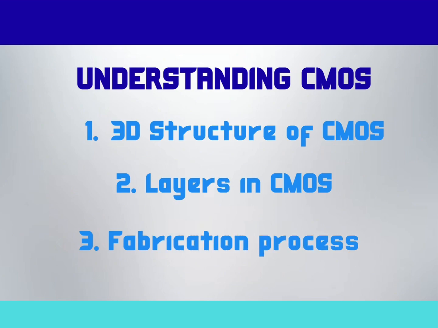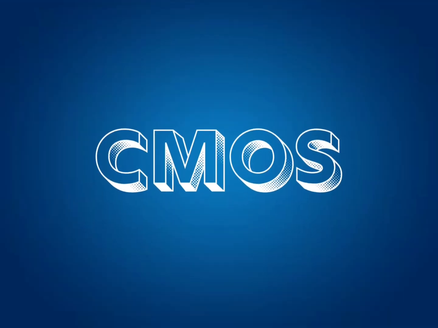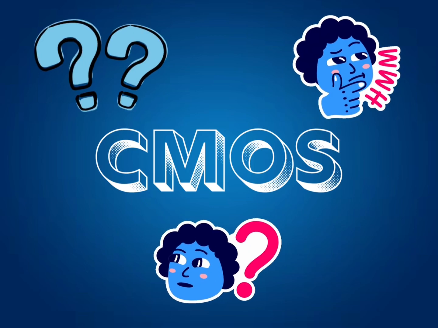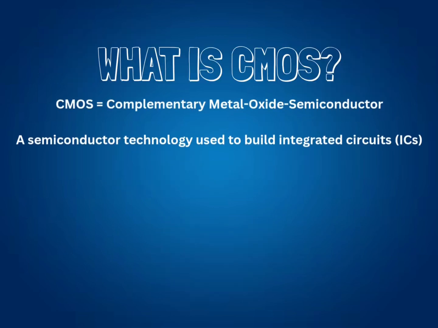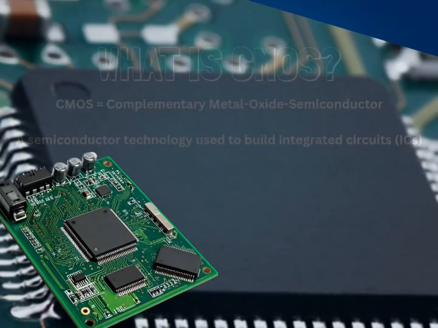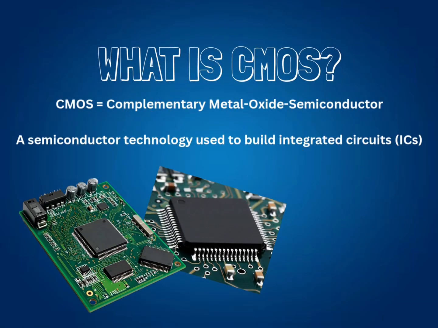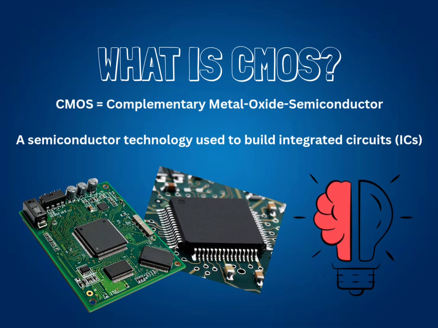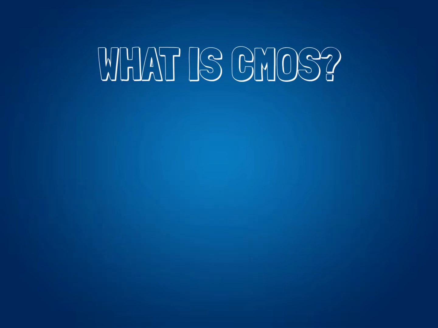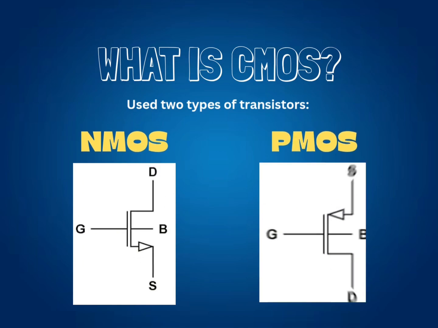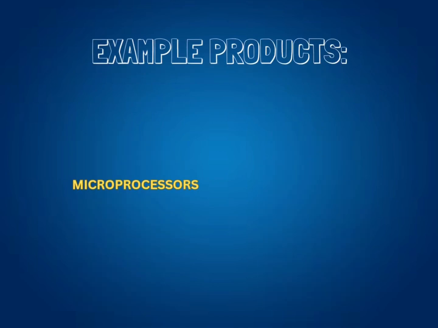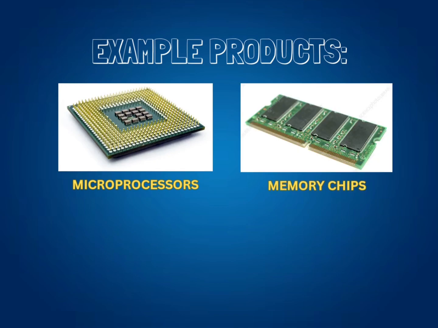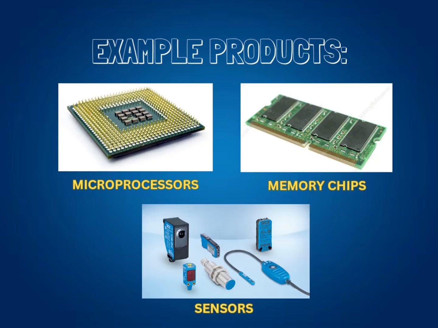So, let's get started. So, what actually is CMOS? CMOS stands for Complementary Metal Oxide Semiconductor. It is a semiconductor technology used to build integrated circuits, basically the brains inside electronics. What makes CMOS special is that it uses two types of transistors, NMOS and PMOS, and they work together inside the same chip. You will find CMOS being used in microprocessors, memory chips, sensors, pretty much everything we use daily.